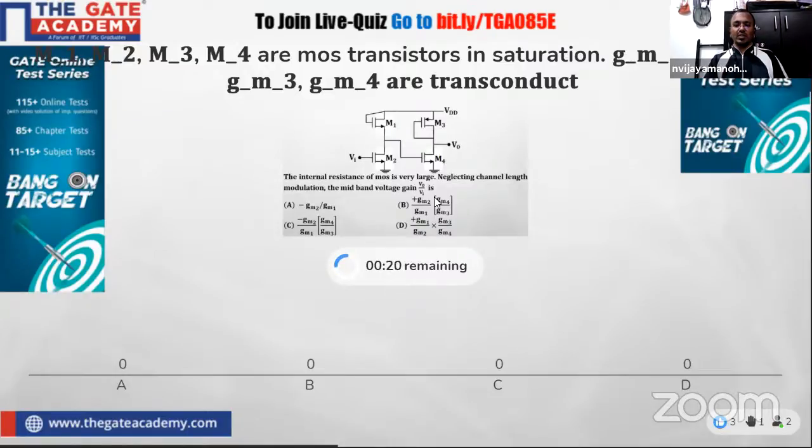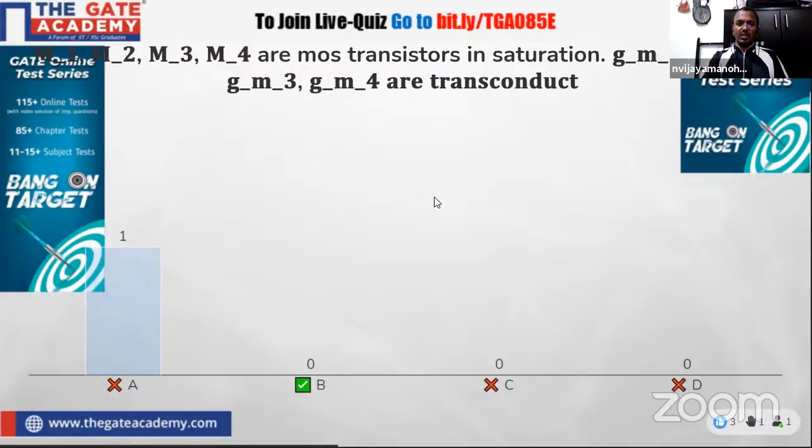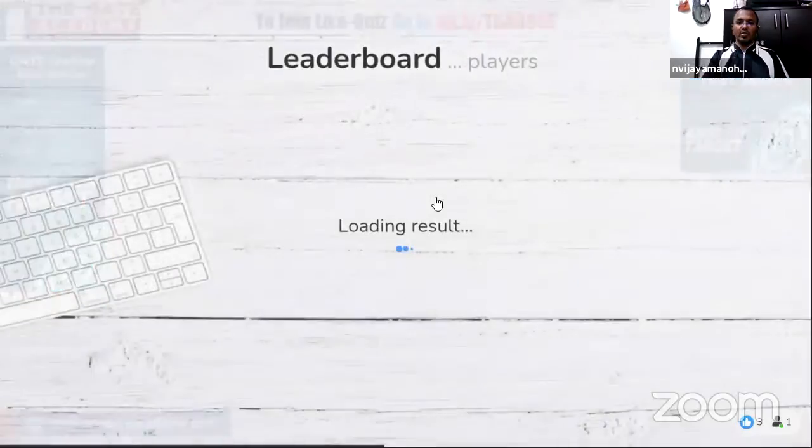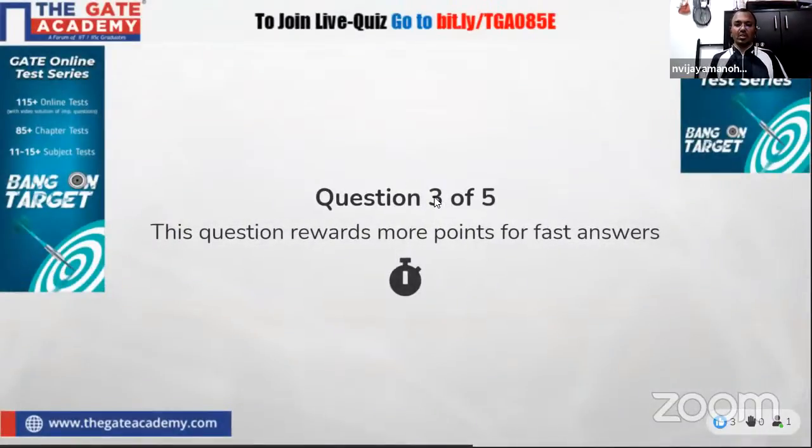These questions are really very interesting and very thought provoking. Oh, no one has given the correct answer, so it's really a tricky question. So Reshmi continues the lead. Tushar, you can still catch up. Here comes the third question.